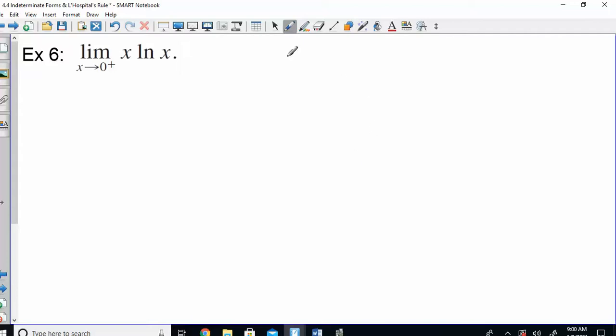So if I'm looking at this, x is just going to 0. The natural log of x, keep in mind if you need to, the natural log graph looks like this. So as you're approaching 0 from the right, it's going to negative infinity. So we can see, do we know for sure what this is going to go to then? No, it's an indeterminate form.